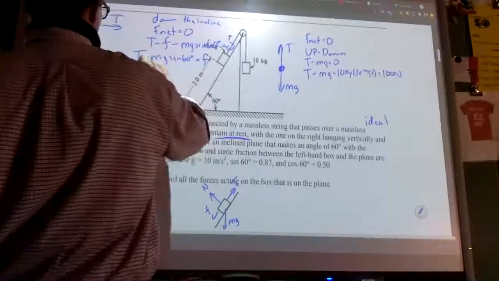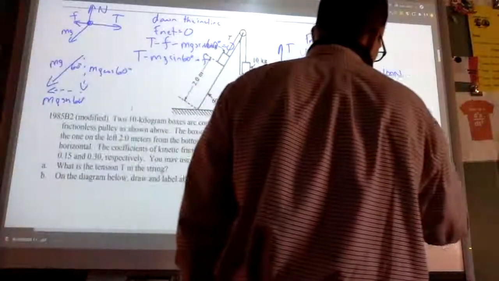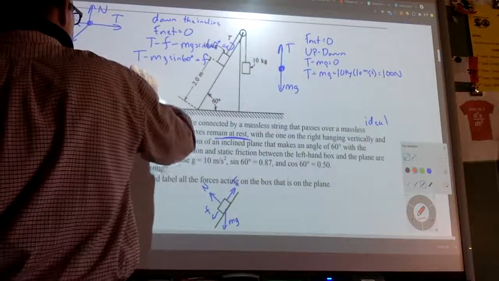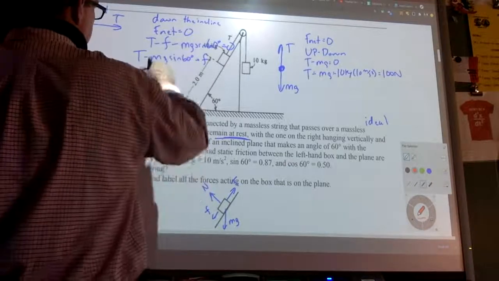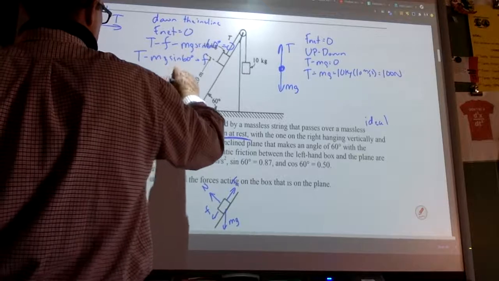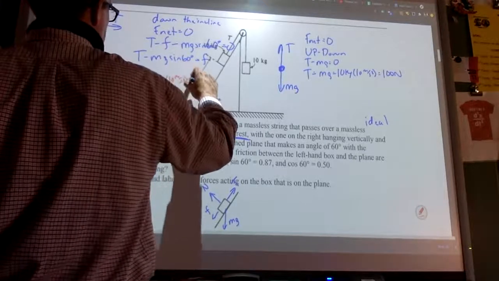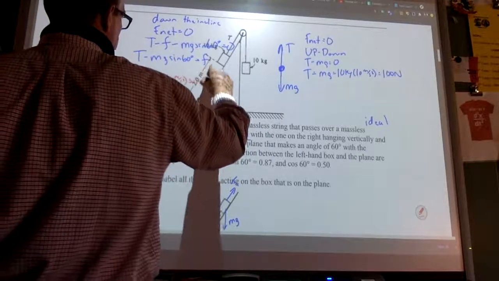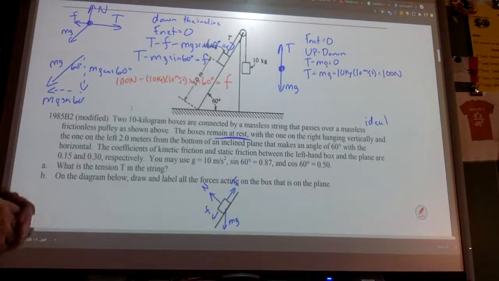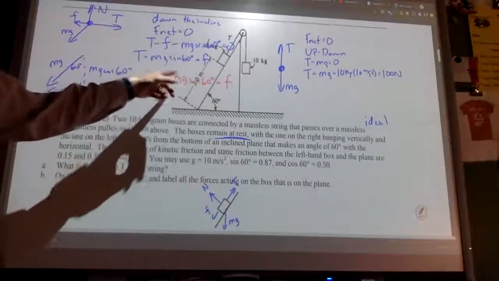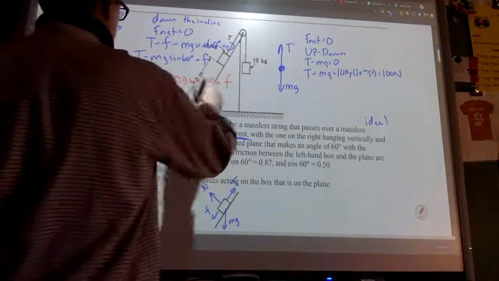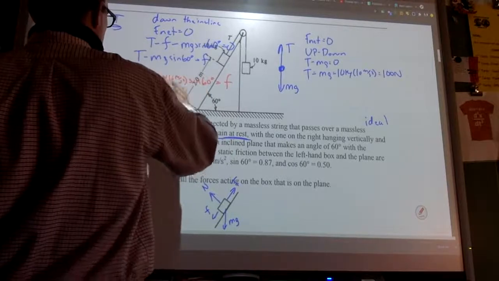So I'm going to plug in what I know. We change the color so we don't get confused. I have 100 newtons minus 10 kilograms times 10 meters per second squared times the sine of 60. And so this is going to be 100 times sine of 60, which would be 87. And so I'm going to get a force of friction of 13.